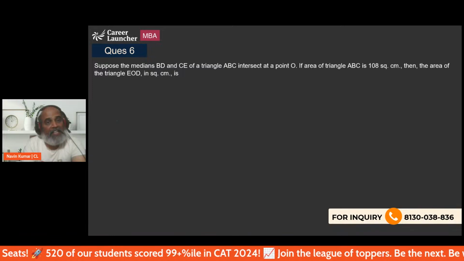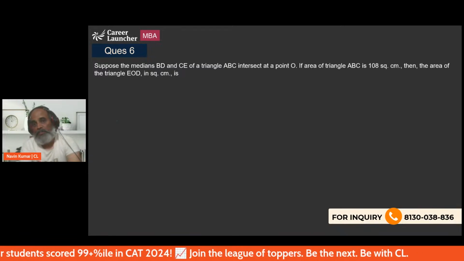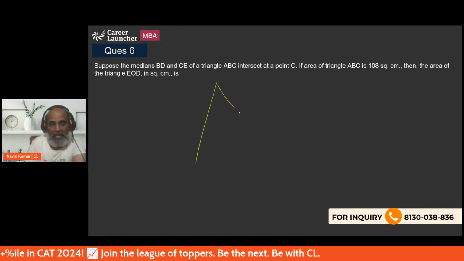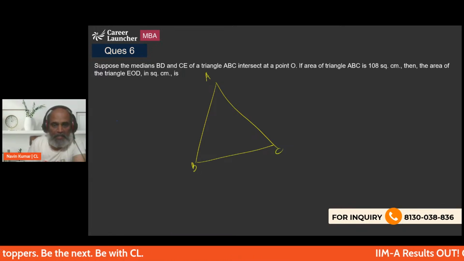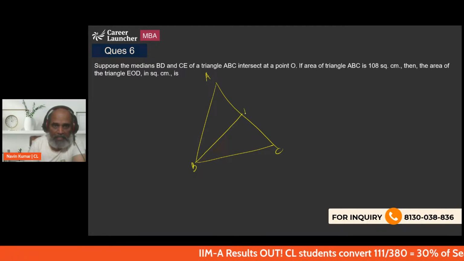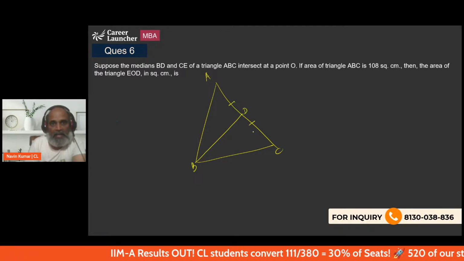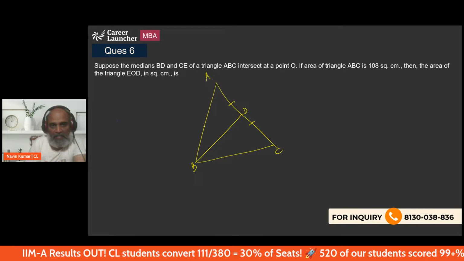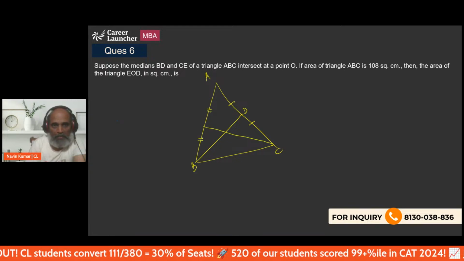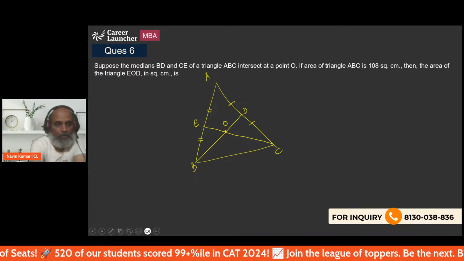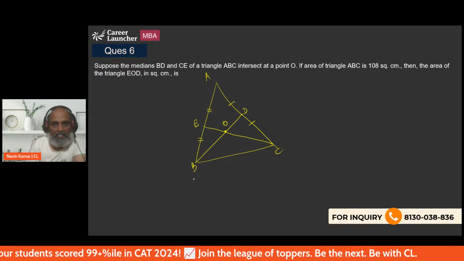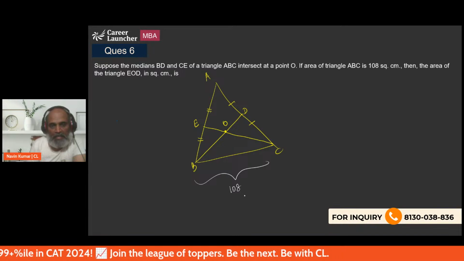Suppose the medians BD and CE of a triangle ABC intersect at a point O. So we have a triangle ABC, and then we have the median BD. BD is the median, that means these two are equal, and CE is the next median where these two are equal, and they intersect at point O. And we are told that the area of this entire triangle ABC is 108. What will be the area of EOD?